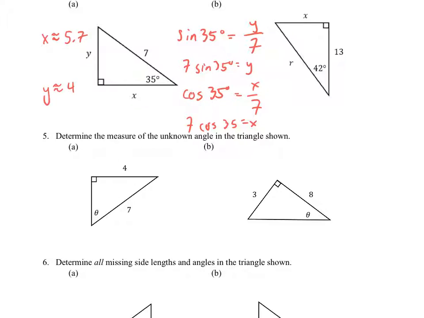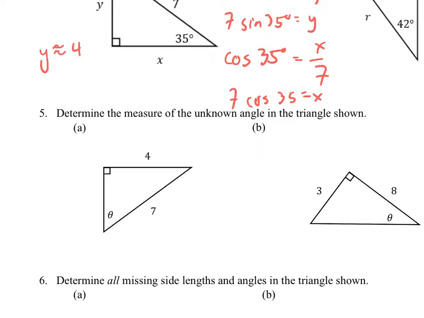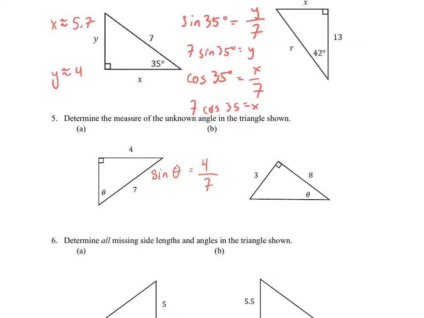If I've got the opposite side, not the adjacent, I've got opposite and hypotenuse: sine. So for this one I've got sine of theta equals opposite over hypotenuse. And if I want to get theta by itself, I take what's called the sine inverse of both sides of the equation.